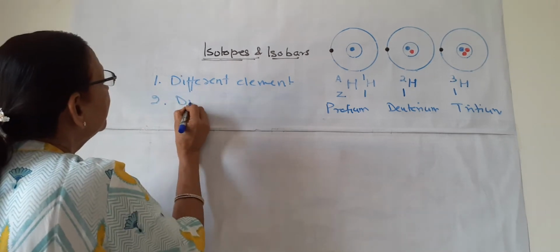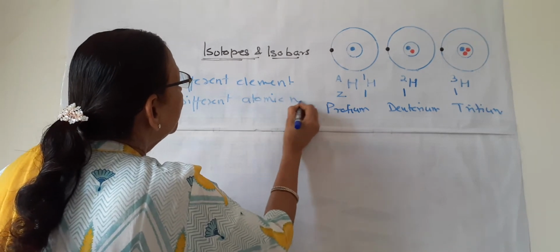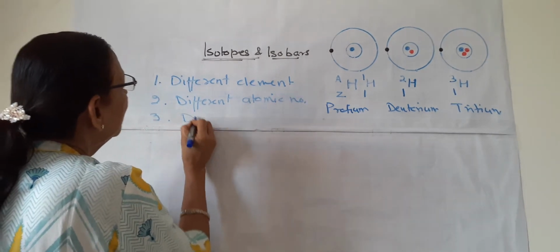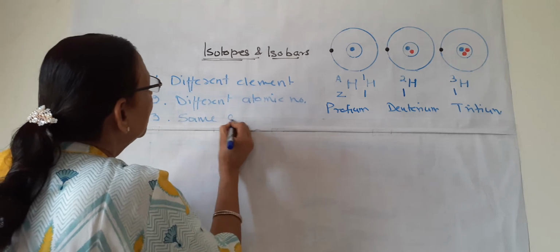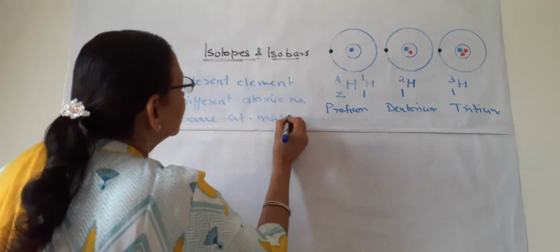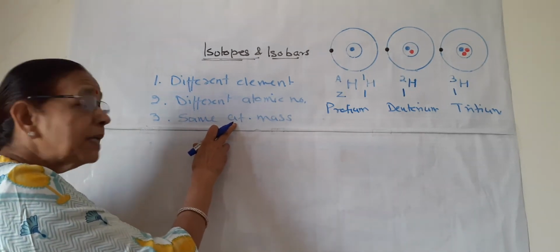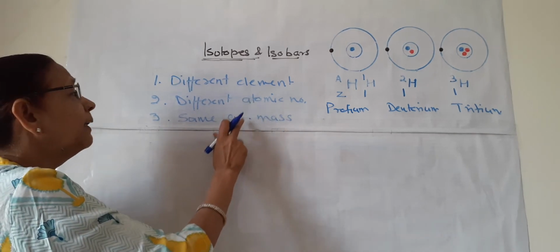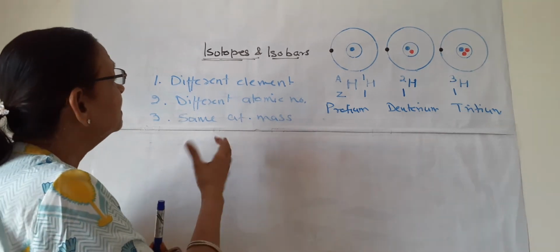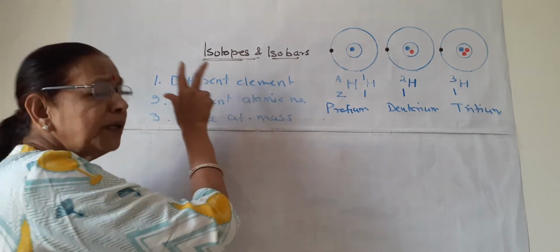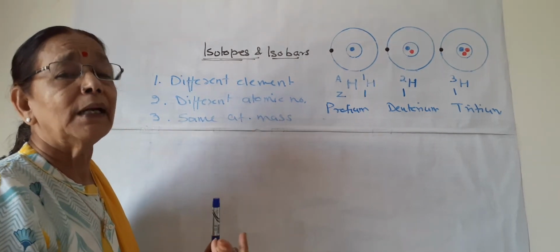They have different atomic numbers. And third, they have the same atomic masses. So these are isobars. Isotopes have different masses but the same atomic number. Here they have different atomic numbers and the same atomic masses. How will you remember this? First remember, these are different elements. If elements are different, then atomic numbers will automatically be different.